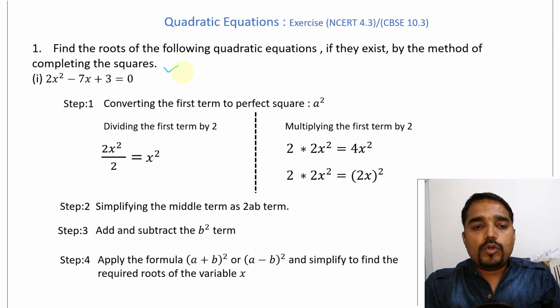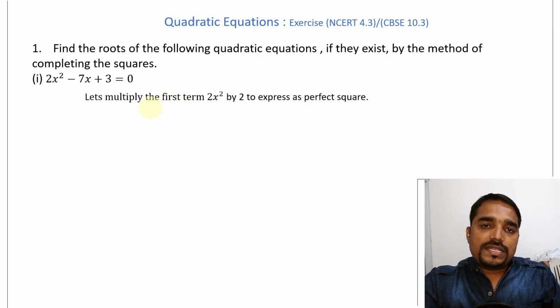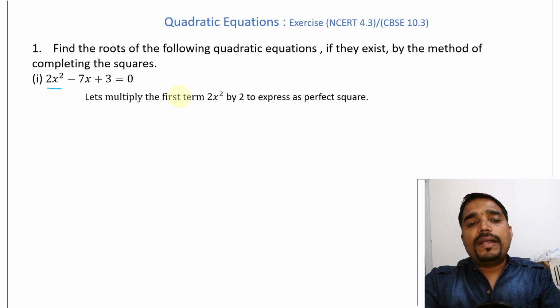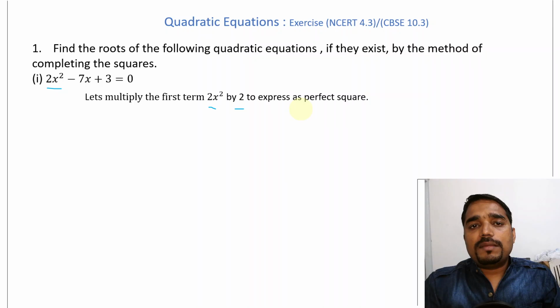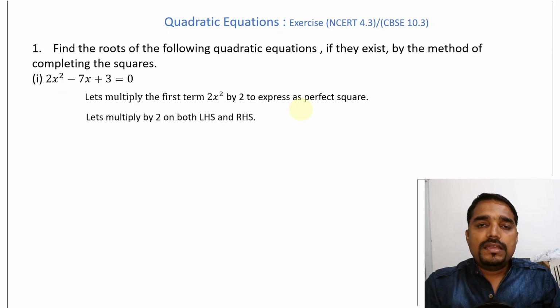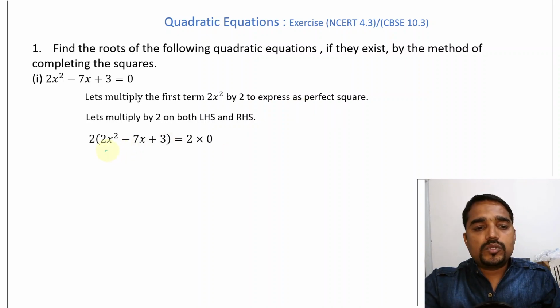Now let us see how to apply this. As we have seen earlier, the first term can be converted to a perfect square either by multiplying or dividing. Let us consider multiplying the first term 2x square by 2 to express it as a perfect square. In order to do that, we have to multiply both LHS and RHS by 2. Upon multiplying by 2, we get 2 multiplied by the entire equation, that is, 2x square minus 7x plus 3 equals 2 into 0.